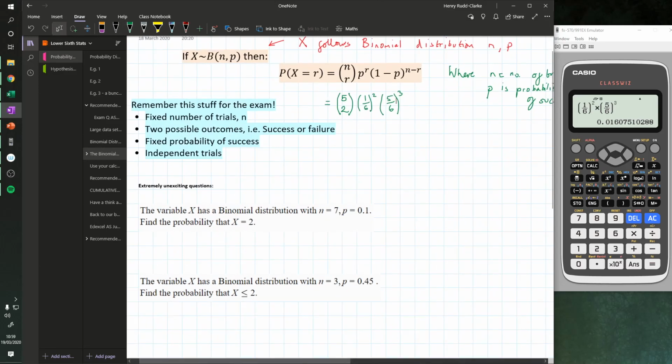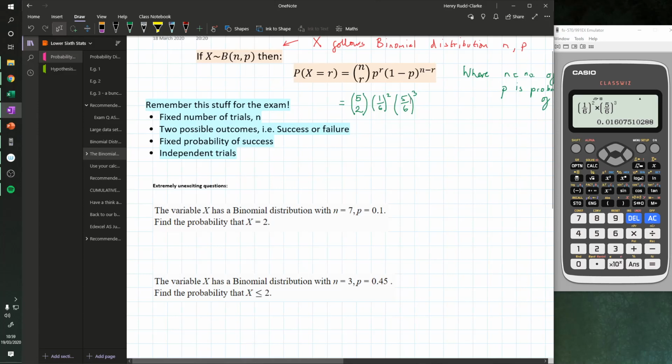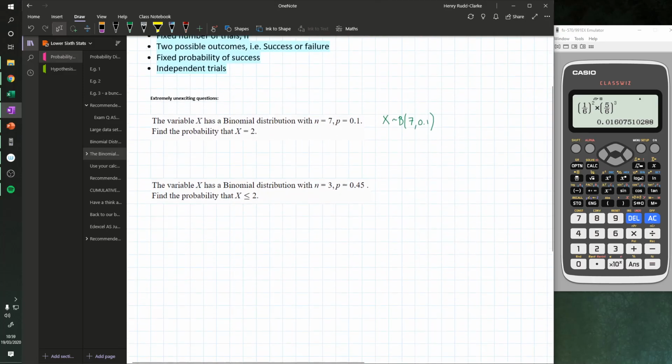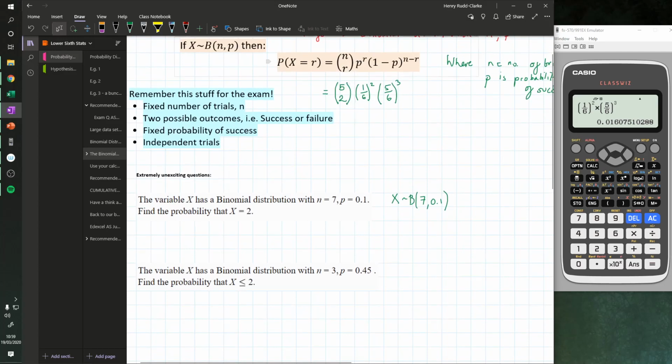So this is quite easy to do, really. If we have a simple question, like here I've said extremely unexciting question. The variable x has a binomial distribution with n equals 7, p equals 0.1. So we have to write x follows binomial of 7, 0.1. And then we can just use the formula to do this. So the formula is written at the top there. So I'm just going to say, well, the probability that x equals 2 from this binomial distribution is going to be 7 choose 2.